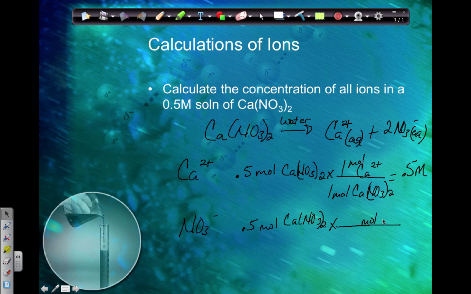All right, so do the same thing here. Let's get my moles of nitrate. Well, in this case, I have 1 mole of this for 2 moles of nitrate ions. So it's going to be 0.5 times 2, which would give me 1 mole per liter. So there should be twice the amount of nitrate as calcium nitrate was put in.